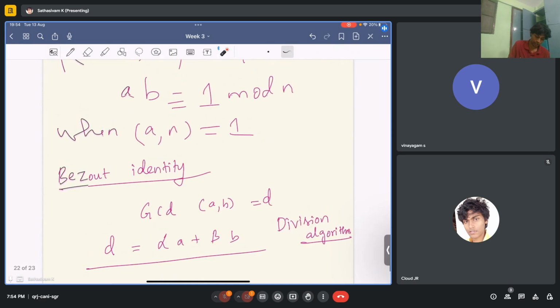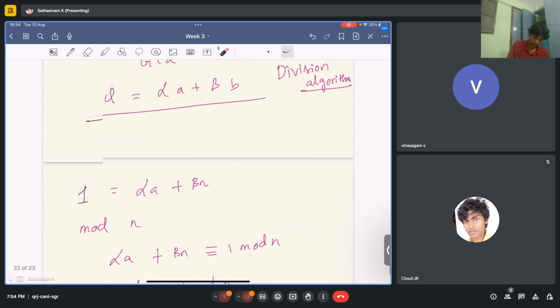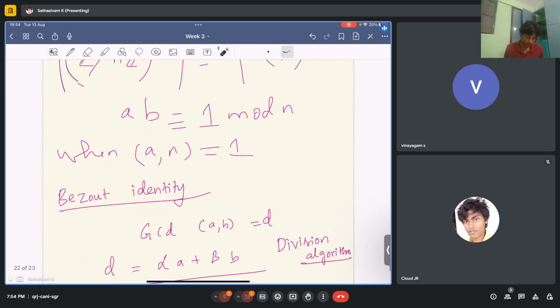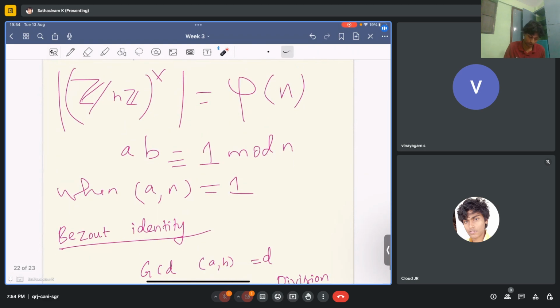Okay. Provided that the GCD of A and n is 1, we get the inverse. You can do the other way around also, but for right now, I'm just going to assume that. So what we have proved is if the GCD is equal to 1, then AB is congruent to 1 mod n. That we have proved. The other way also, we can write it.